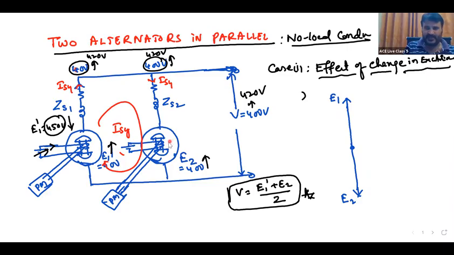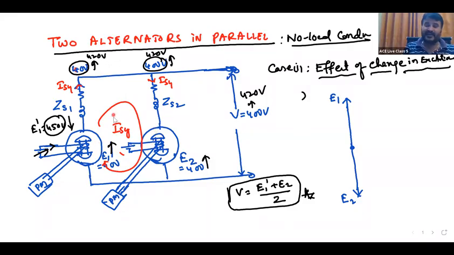Both are same generated voltages. Terminal voltage is also some 400 volts. But when excitation of the first machine is increased, this E1 increases. Now there will be synchronizing current. Due to the potential difference, synchronizing current comes into the picture. And the synchronizing current is reactive power, the I sin phi component. The synchronizing current is delivered by the first machine and absorbed by the second machine.